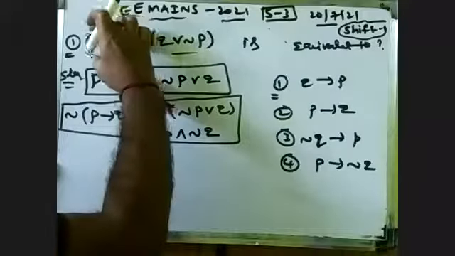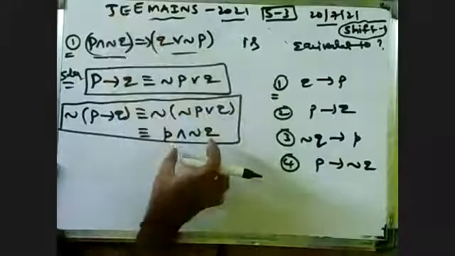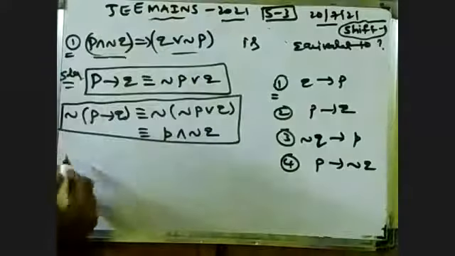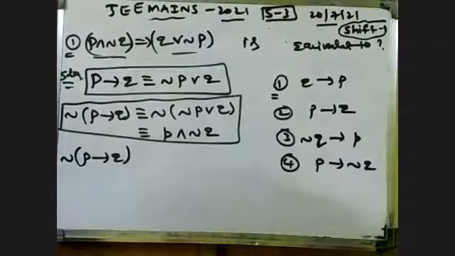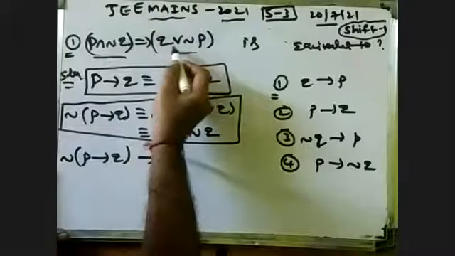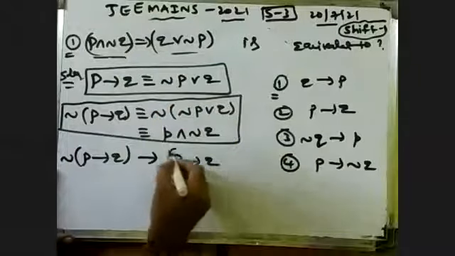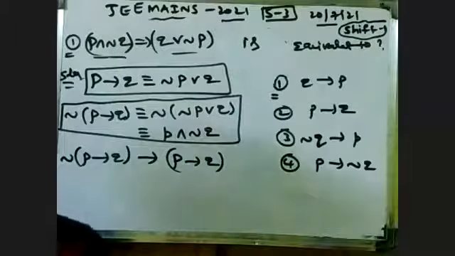Now, this part, P conjunction negation of Q, is nothing but negation of P implies Q. So this part, I can write as negation of P implies Q. And implies, if you see this one, Q disjunction negation of P is nothing but P implies Q. So if you simplify this given statement, we can simplify like this. When you write it like this, the problem is very simple.